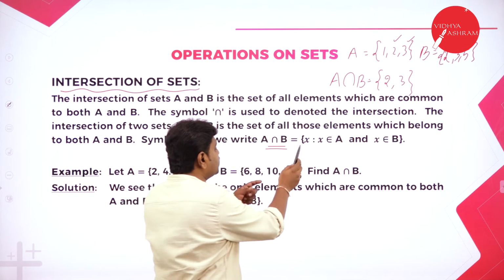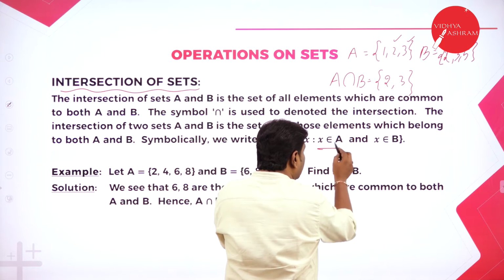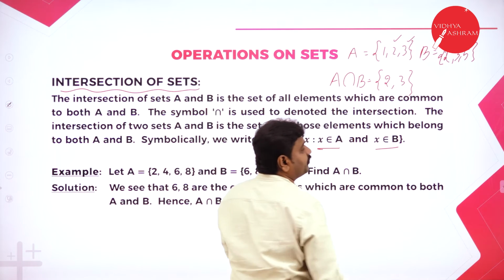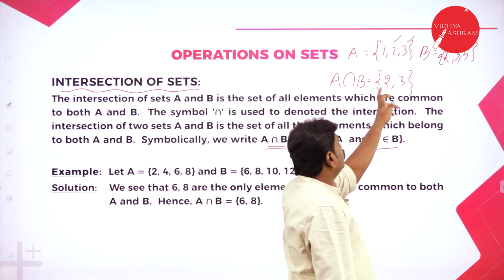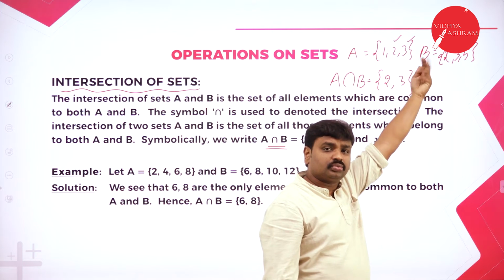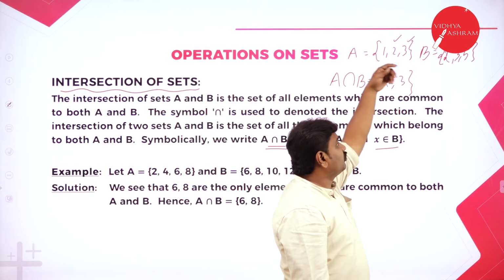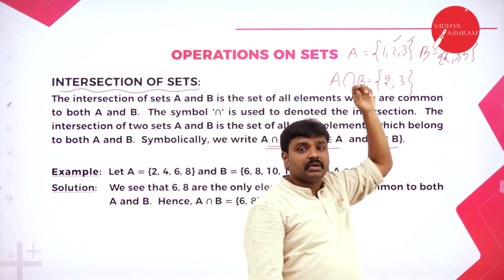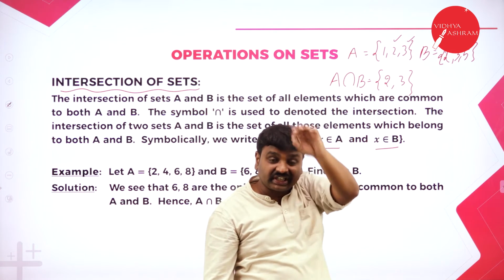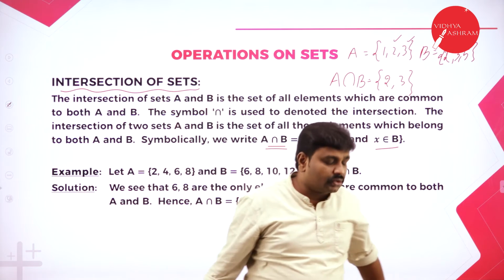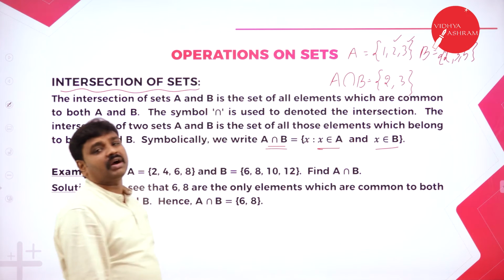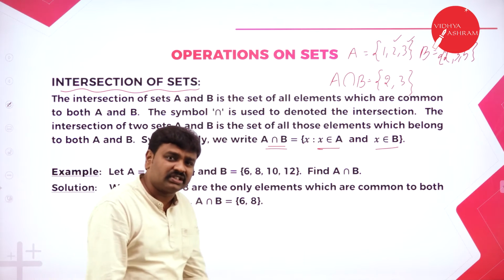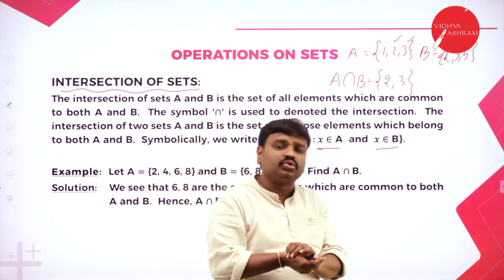So A intersection B is a set where the element should belong to A and it should belong to B. See here, 2, 3: 2 belongs to A as well as 2 belongs to B. Here 3 belongs to A as well as B. In union we say the word 'or'. It may belong to any one, but in intersection it should strictly belong to both. Intersection means set of common elements, simply speaking. What is intersection? Set of common elements of the given two sets.